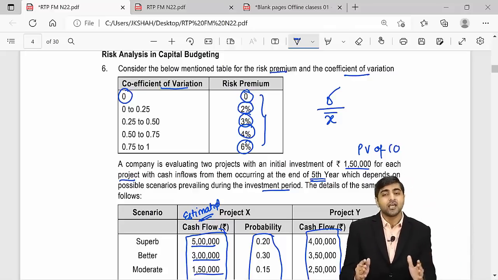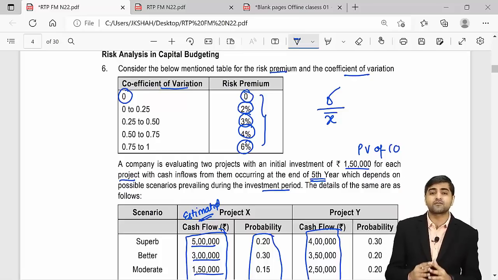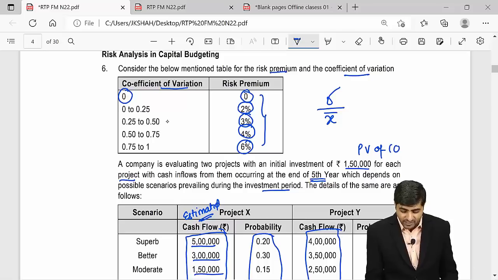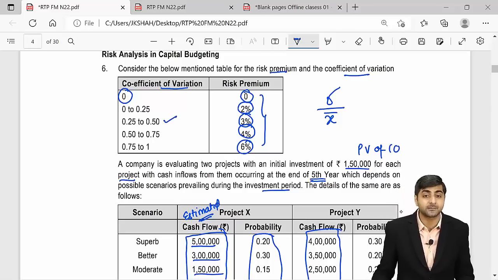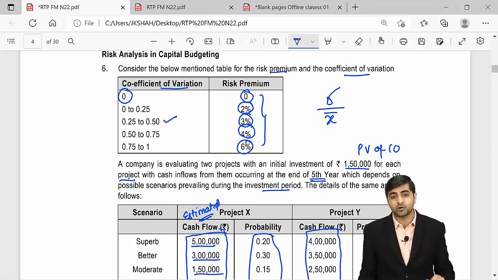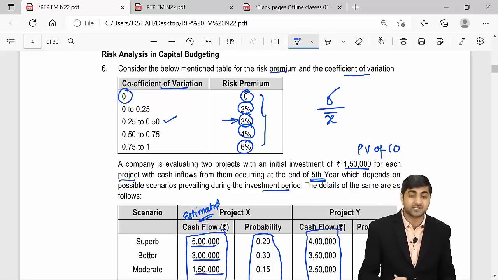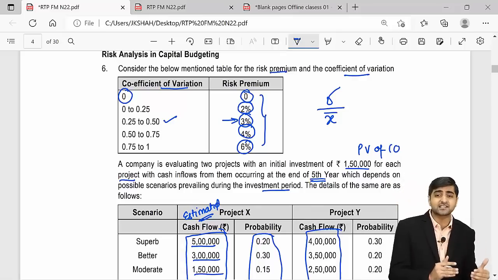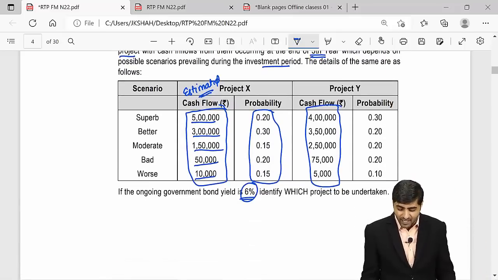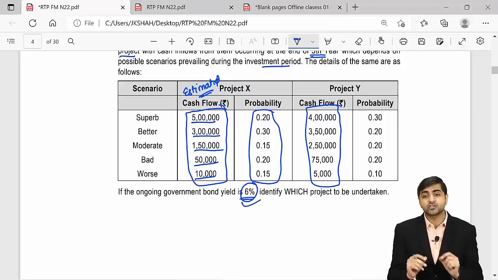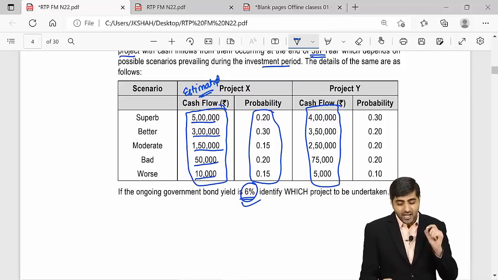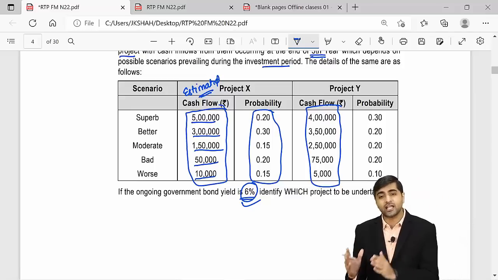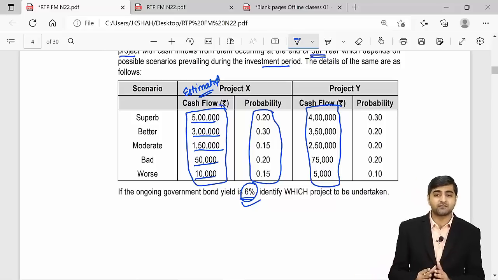So for example, if project X gives you a coefficient of variation of, for example, 0.43, which criteria does 0.43 fall under? It falls in this criteria. So for 0.43, we will be taking the risk premium of 3%. So automatically, what is going to be your risk adjusted discounting factor? The 3% we will add to your 6%, which will give you a 9% discounting factor, and this 9% discounting factor will be taken into consideration to discount your cash flows from future value to present value terms.